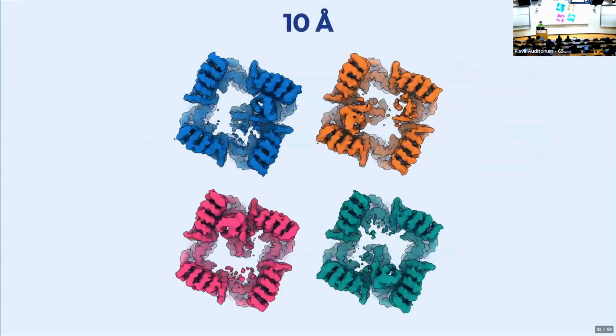So we have this 10 angstrom result. What can we do with it, right? Now we have these four classes, and the calmodulin is only, well, the orange one, there's a little bit of two, but that's okay. Some of these channels do have two calmodulins. So now we have these four different maps, but we want one good map with the calmodulin in the right place, right? It doesn't do us much good to have four different classes, each of which has a calmodulin in a different place.